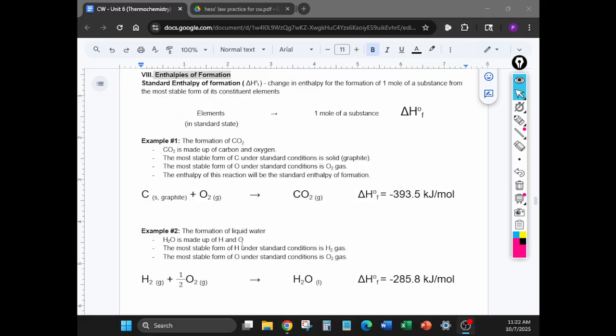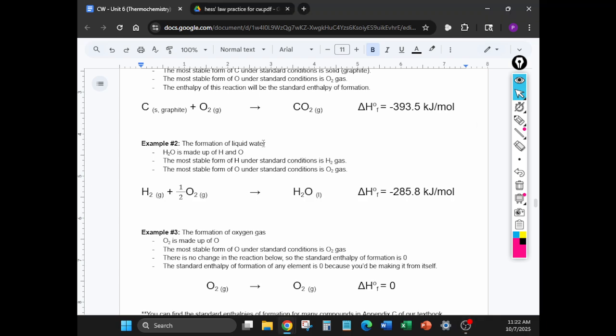Okay, so if we take a look at our next example, it is for liquid water. Water is H2O. So we've got 1 mole of water. It's made out of hydrogen and oxygen. Both of those are diatomic gases, so the elemental forms are H2 and O2.